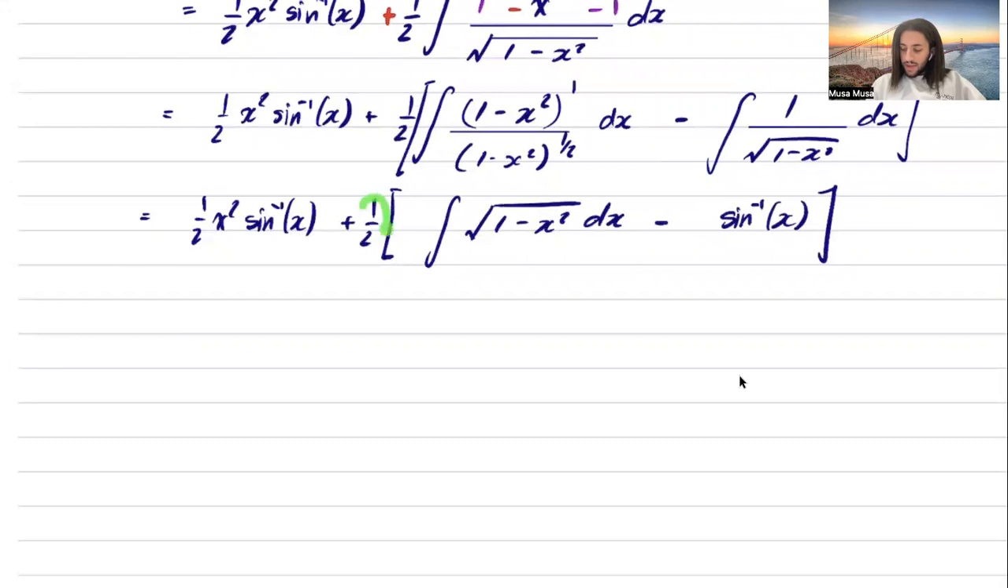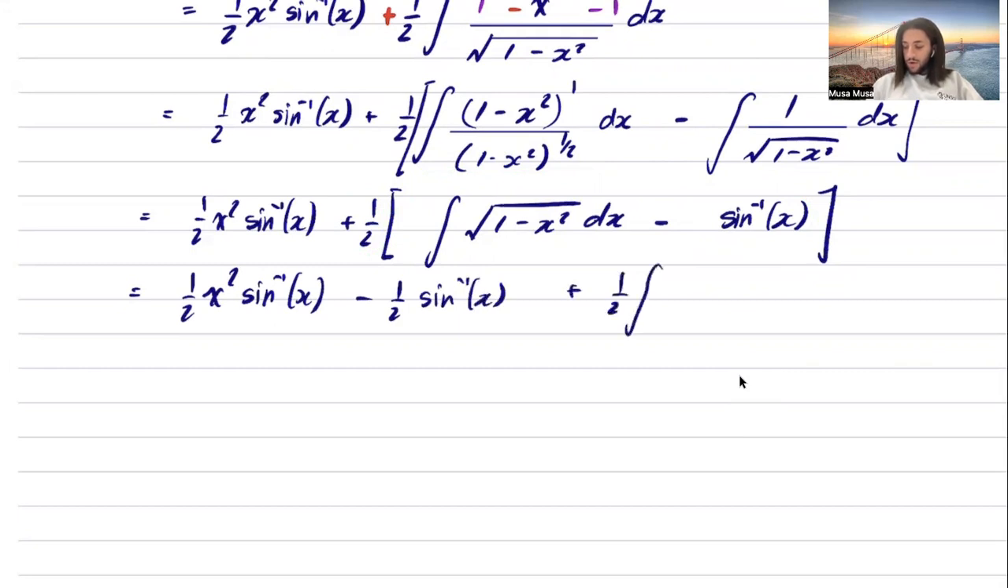I'm just going to expand this out and take this, because it's already been evaluated, I'm just going to bring it to the front. So it's going to be a half of x squared inverse sine of x minus a half of inverse sine of x, and then plus a half of the integral of the square root of 1 minus x squared dx.